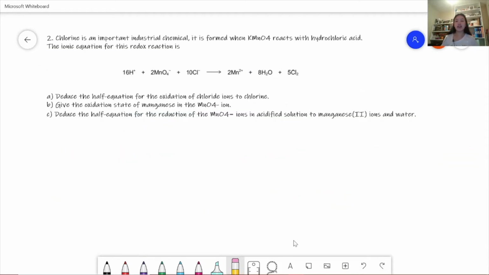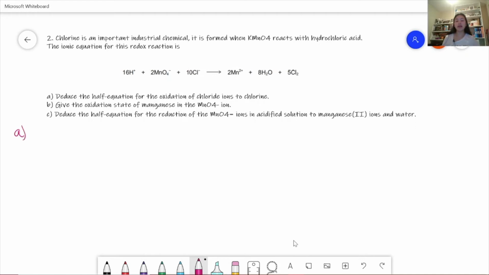So before I start on the second question, feel free to click off the video and try it yourself first. Chlorine is an important industrial chemical and is formed when potassium manganate reacts with hydrochloric acid. And the ionic equation for this redox reaction is below. Deduce the half equation for the oxidation of chloride ions to chlorine.